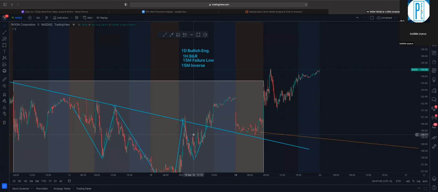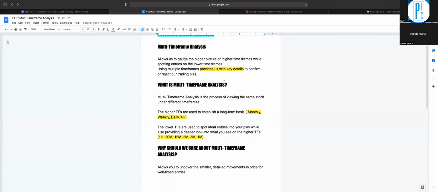For homework tonight, I want you guys to practice multi-time frame analysis and send at least 3 charts. Let's go back to the notes, and I'm going to drop our notes in the chat so you can have this PDF file and go back and look at it. But understand, guys, you want to start from the higher time frames and work your way down. Keep it simple. Don't overthink it.